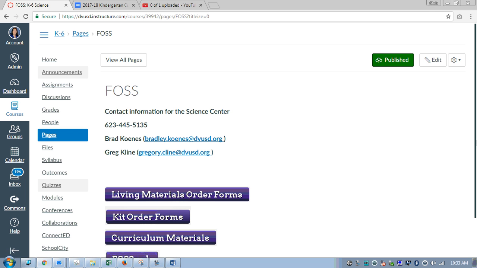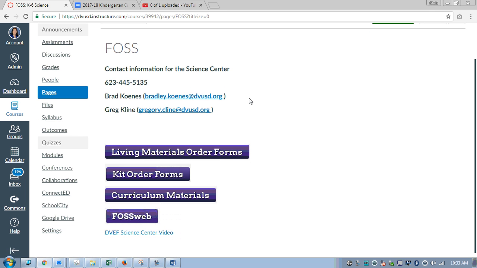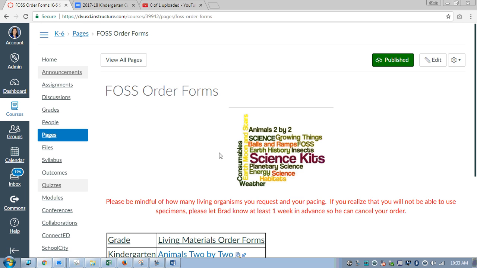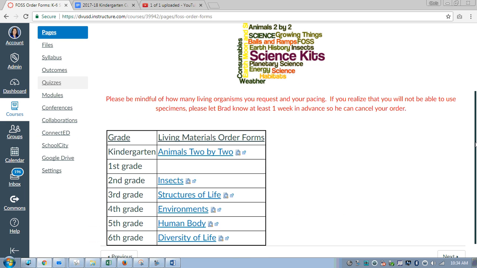And here you're going to find right up in front will be your contact information for the Science Center. And then if your kit has living materials, you're going to order those from here. So you'll find the updated living materials order form. Please make sure that you're ordering at least 2 weeks in advance of when you need the organisms. And if you order way in advance and you find that you're not going to be able to use them, please make sure that you contact Brad at least a week before you'd ask for them to be delivered so that we can cancel that order and conserve our resources.